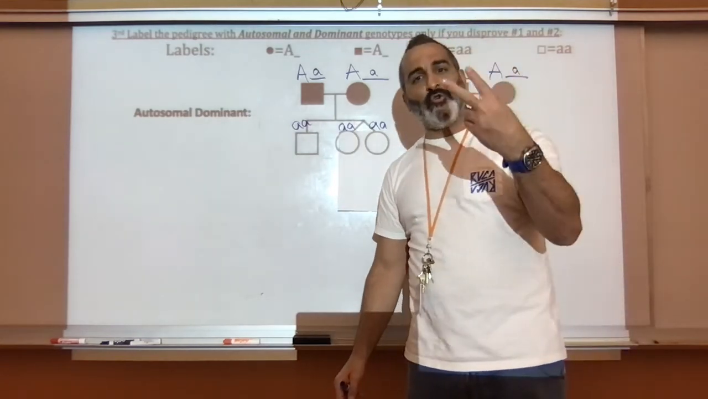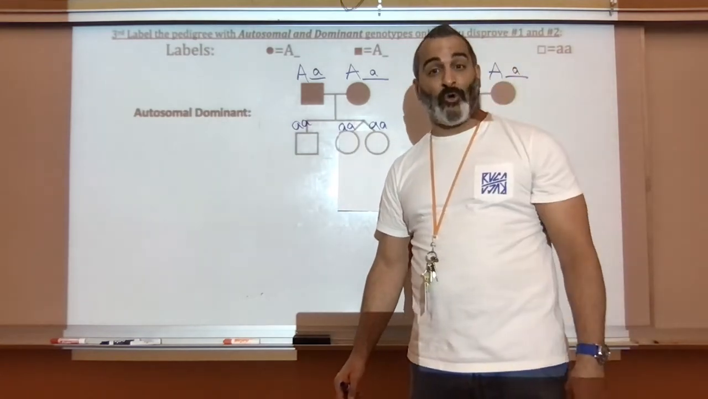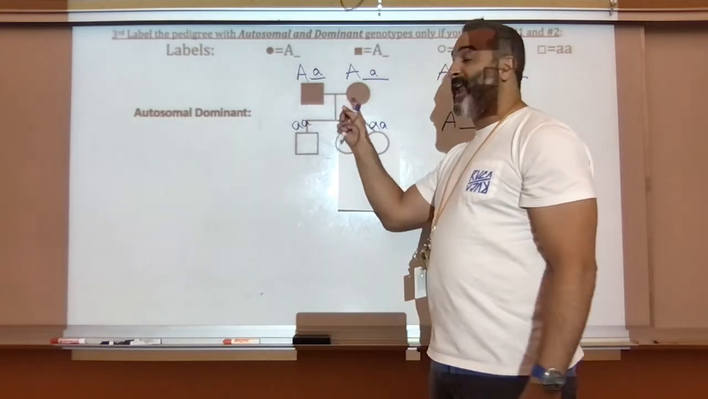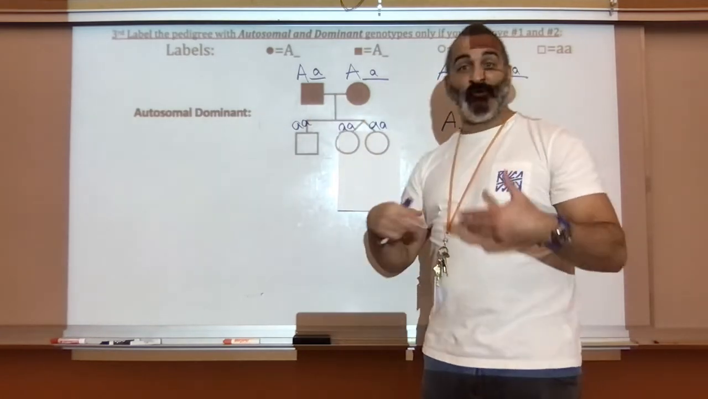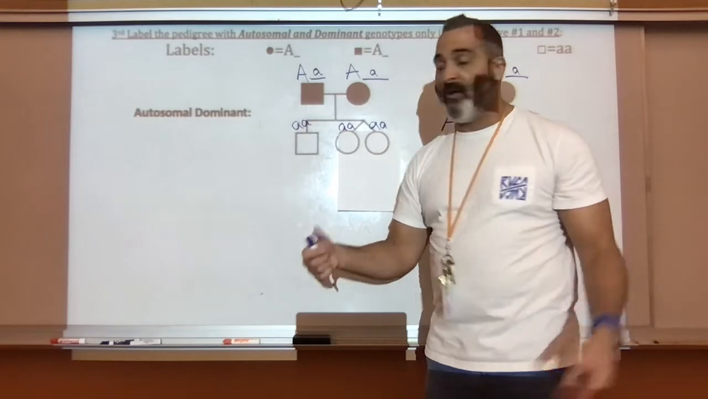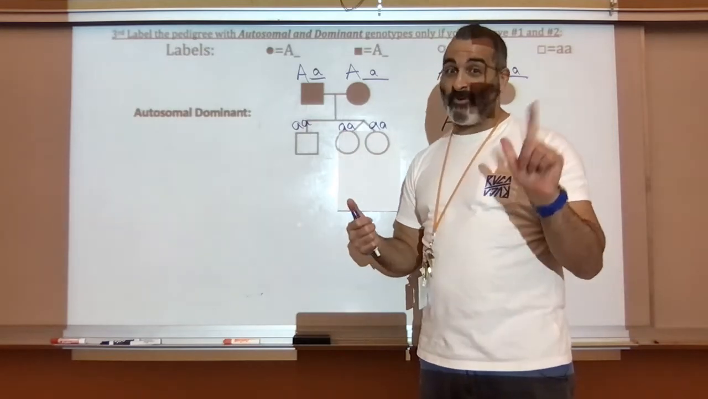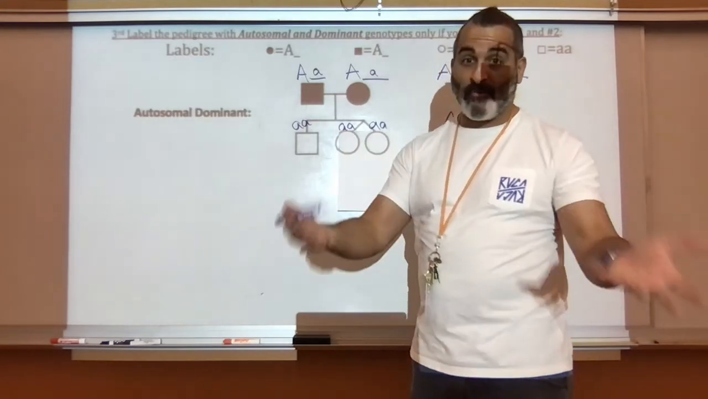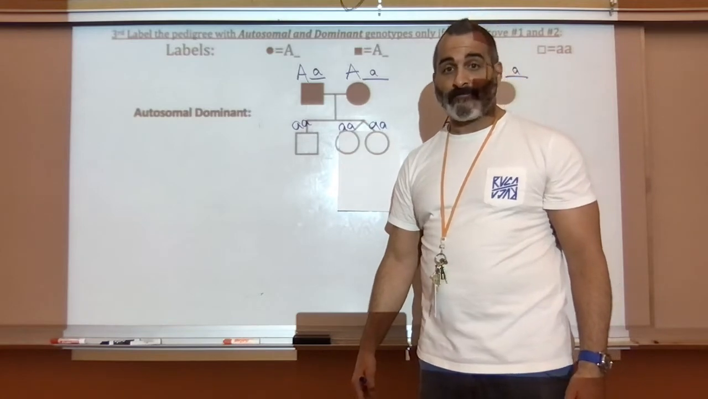Then you go to number 2, autosomal recessive. If mom and dad have it, all their kids will have it. You just proved it wrong right there. This one is not number 1. It's not number 2. You're left with number 3. That's your only option.